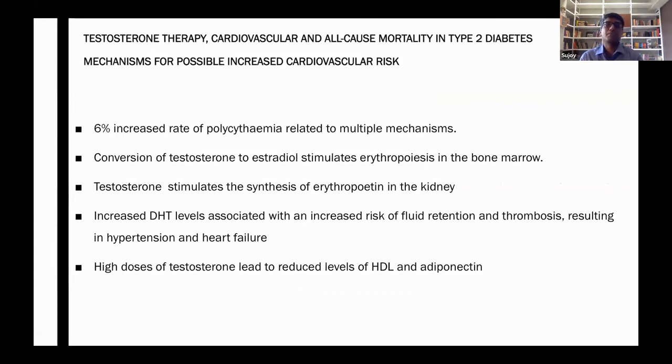We'll look at those studies, but first let us look at the possible mechanisms why testosterone therapy is not reducing risks of cardiovascular all-cause mortality in patients with type 2 diabetes. Mechanisms might be multiple, one of which is polycythemia, as the testosterone, once injected, gets converted to estradiol, which might stimulate erythropoiesis in the bone marrow. Testosterone directly stimulates erythropoietin synthesis in the kidneys, and increased dihydroxytestosterone levels might be associated with increased risk of fluid retention, thrombosis, and therefore increased risk of hypertension and heart failure. And high doses of testosterone might lead to alterations of HDL, lowering of that, and adiponectin.